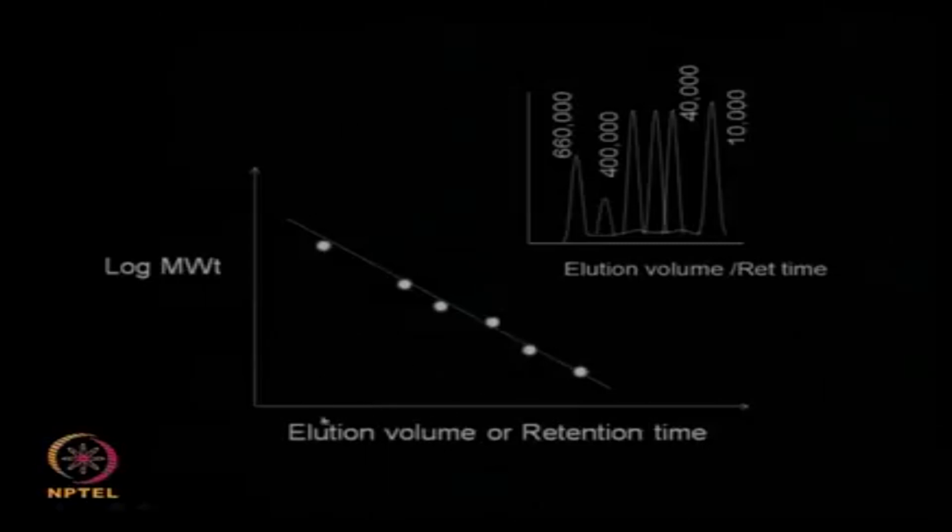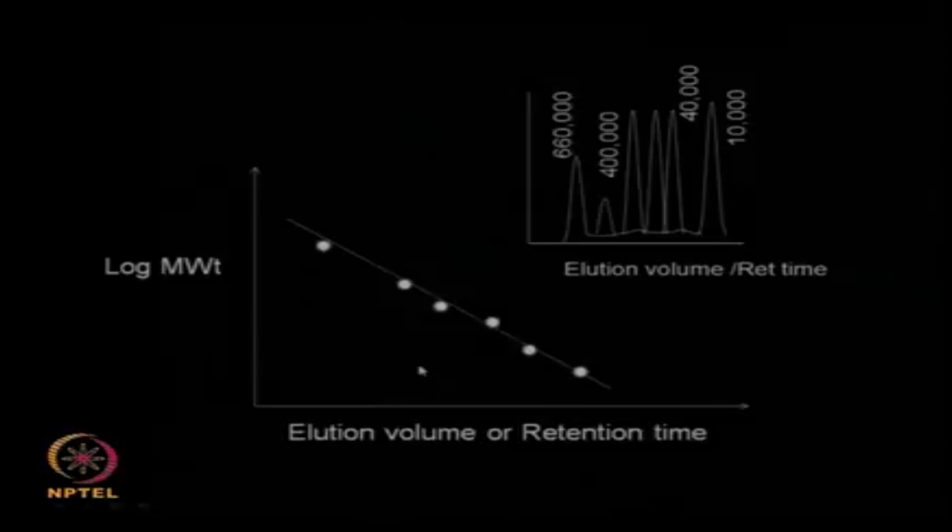So we can develop a standard graph between log molecular weight as a function of elution volume or retention volume or time. The graph will look like this: as the molecular weight goes down, the retention time or elution volume increases. You can commercially get known molecular weight synthetic polymers or known molecular weight carbohydrates. So you buy them, inject them and get the retention time, then you plot a graph between log molecular weight versus the retention time. So you should get a nice line like this.